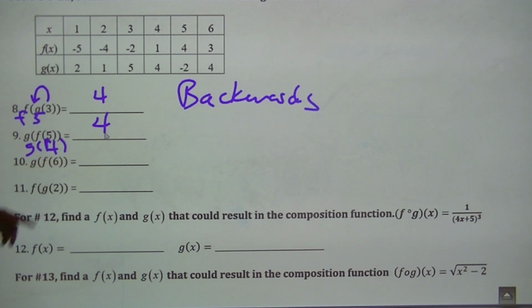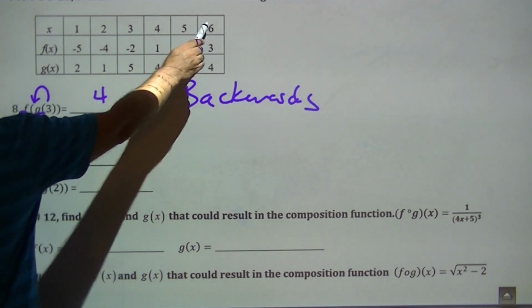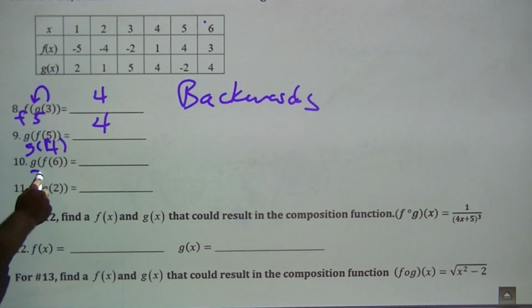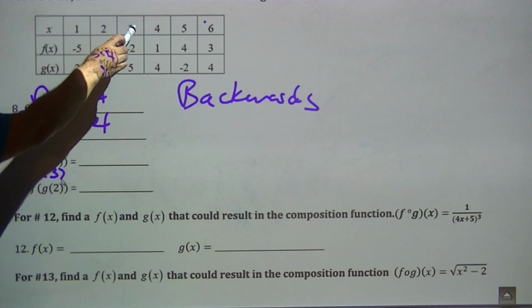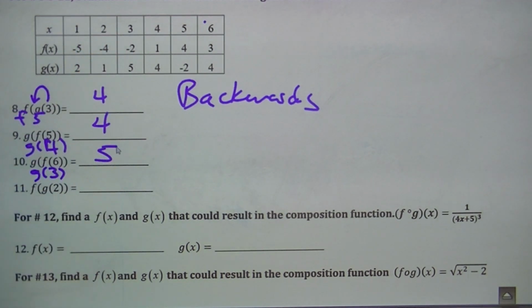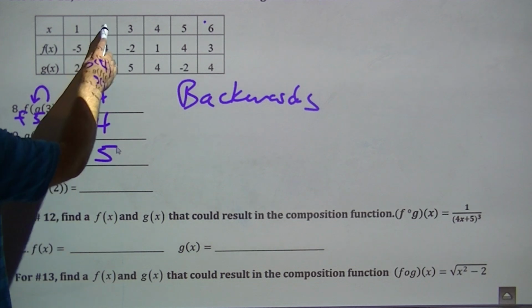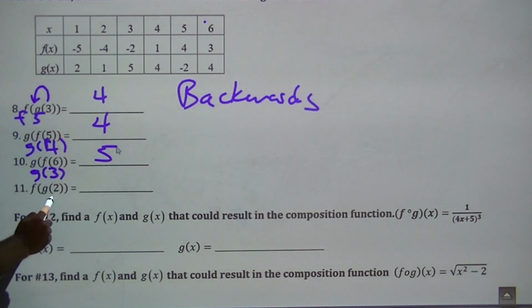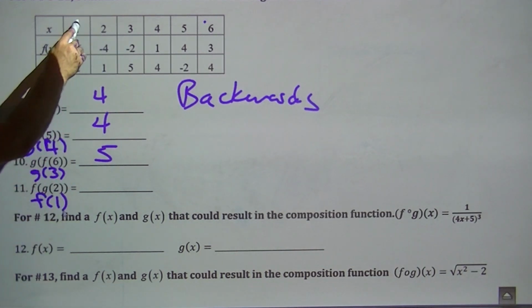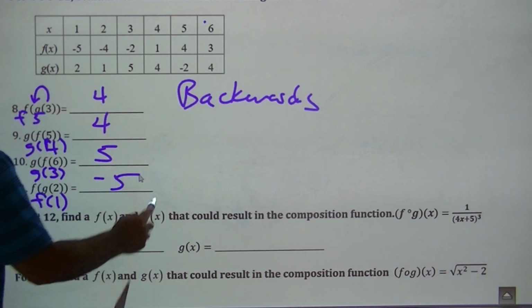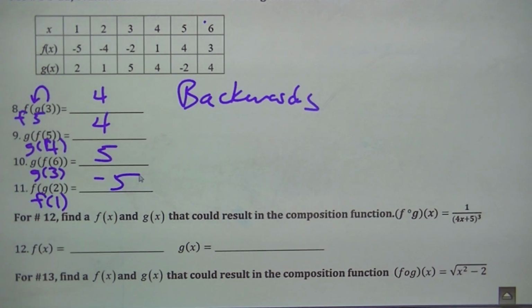Then g of f of 6. So I'm going to start at 6, go to f, which would be 3. So now I'm at g of 3. 3 there to 5. Okay? G of 2. 2 would be here. Going down to g would be 1. F of 1. So 1 to f, -5. Okay, a lot of different answers in this.